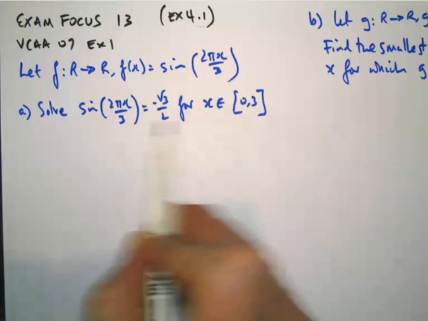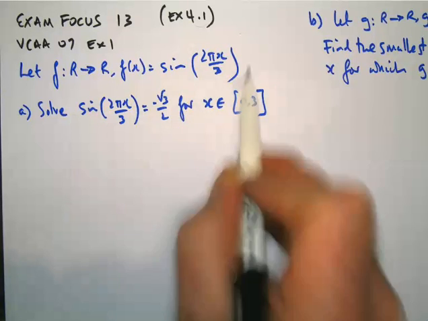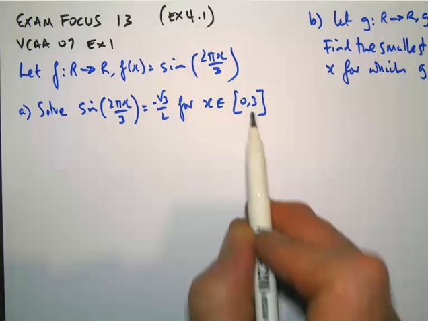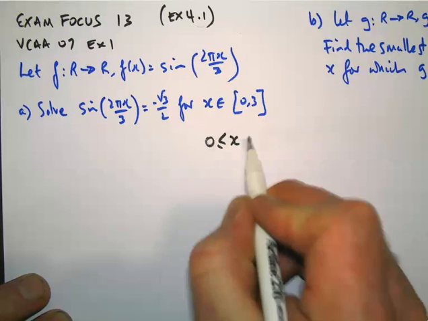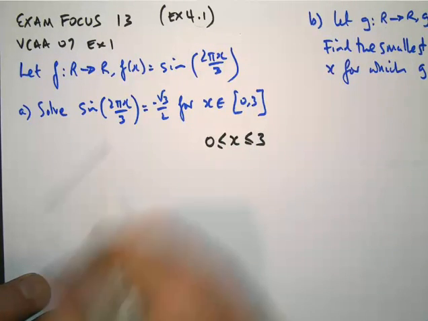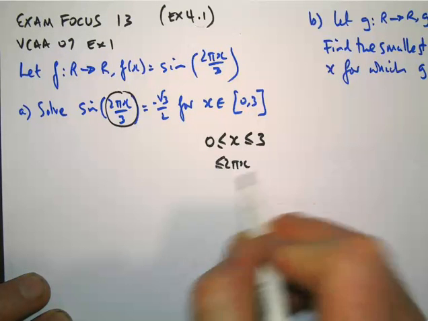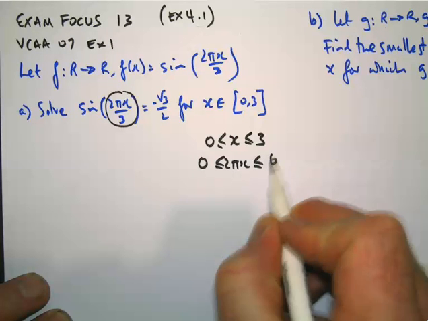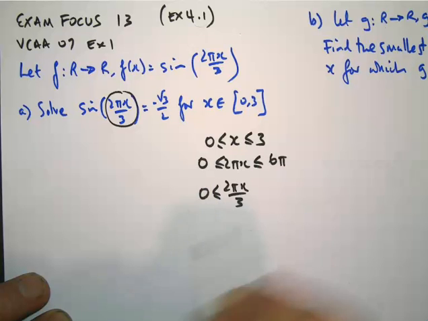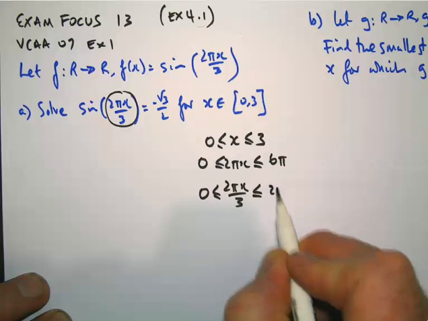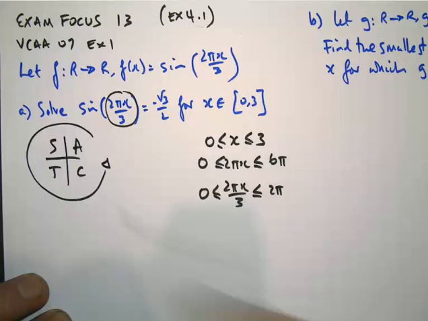So this isn't about f. It's got a restricted domain of 0 to 3. It does, however, happen to have the same rule as f, but it's only from 0 to 3. So x goes from 0 to 3. I wonder what this goes from. Multiply everything by 2 pi, so 0 to 6 pi, and then 2 pi x on 3: that divided by 3 is 0, that divided by 3 is 2 pi. So in actual fact, I've got one revolution.